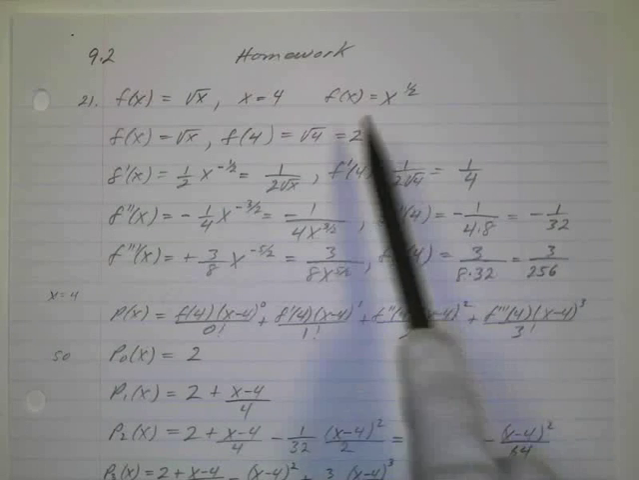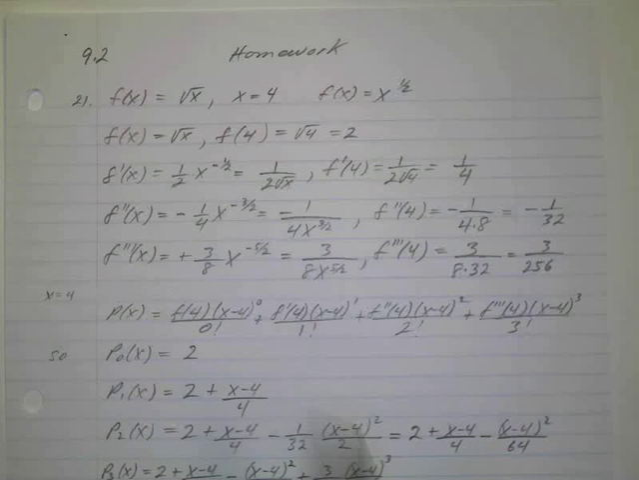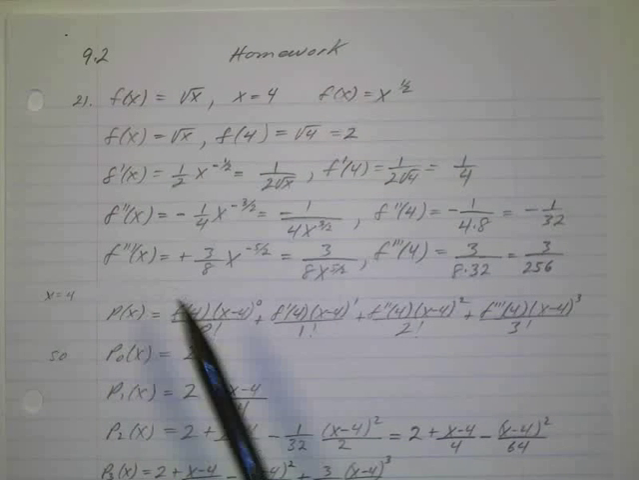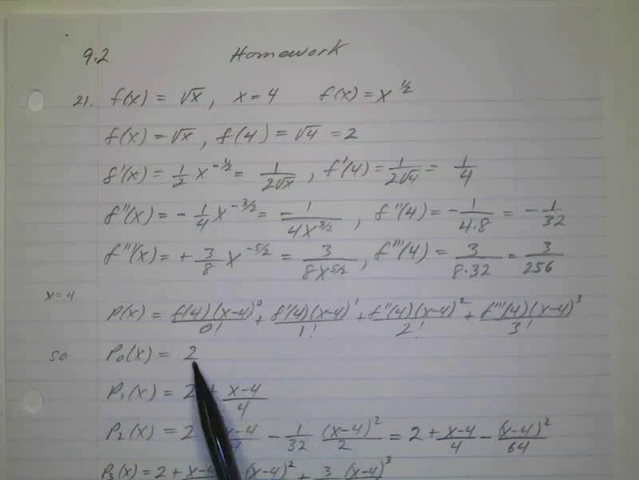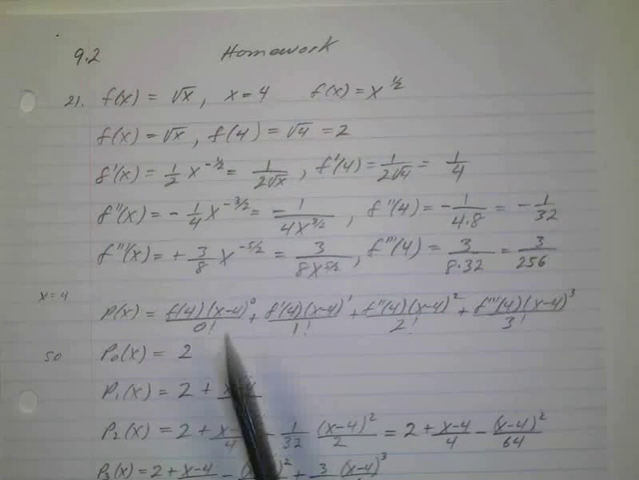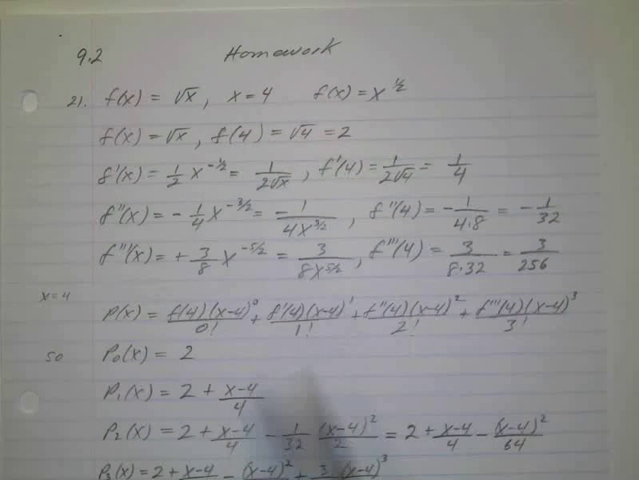So those are my derivatives: zeroth, first, second, and third. So this is my general form: f of 4, f prime of 4, f double prime of 4, f triple prime of 4, x minus 4, with my 0, 1, 2, and 3 factorials. So p sub 0 is just going to be f of 4, which is 2. P sub 1 always gives you your first term, just whatever that is. So p sub 1 is going to be 2 plus, and then f prime of 4 was 1/4, so 1/4, and then x minus 4 to the first power.